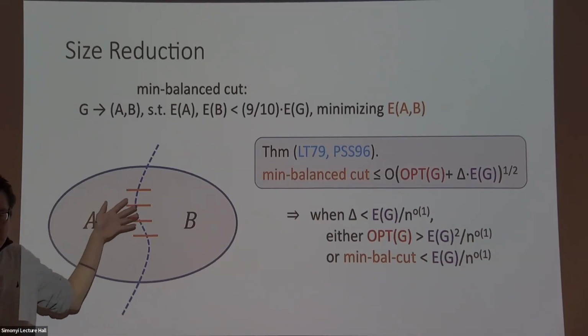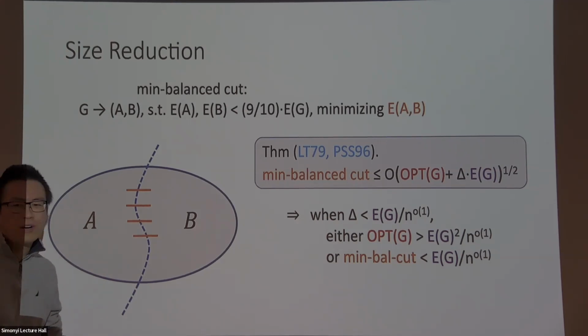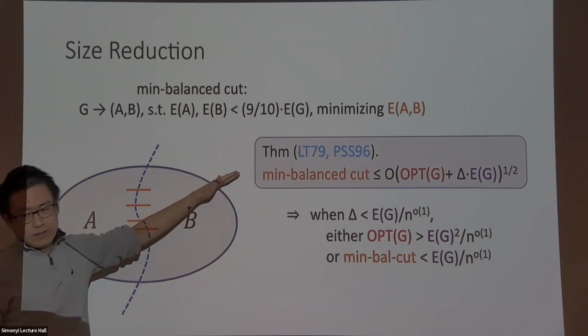And the min balanced cut is the overall balanced cut, the one with the minimum number of edges in it. So the min balanced cut is just this. What we are going to do is find the min balanced cut every round. We want it to be balanced, but we do not want to cut a lot of edges. So the min balanced cut is the ideal thing. And it has been proved by previous work.